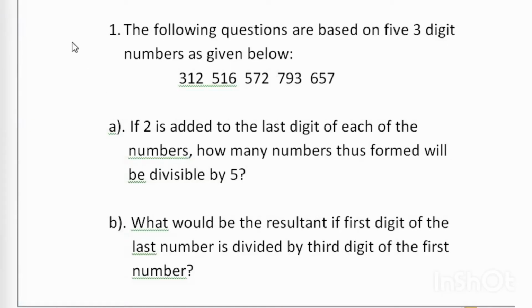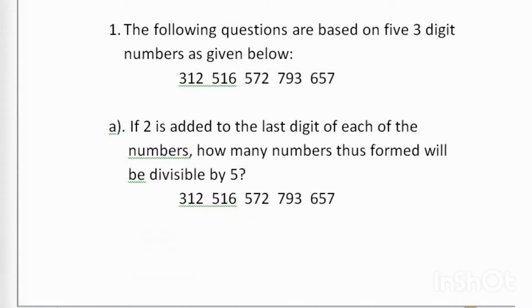This is the first workout question. And the first question is, if 2 is added to the last digit of each of the numbers, how many numbers thus formed will be divisible by 5? So 312 becomes 314 because 2 is added to the last digit. So 2 plus 2 is 4, 6 plus 2 is 8, 2 plus 2 is 4, 3 plus 2 is 5, 7 plus 2 is 9. So the new numbers are these.